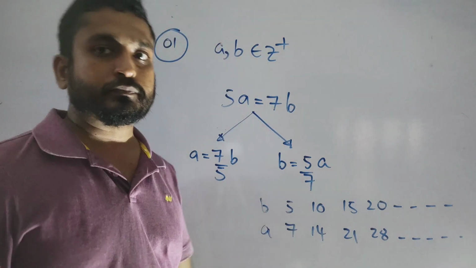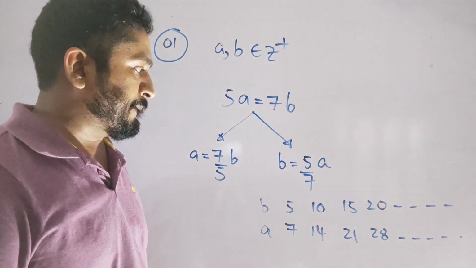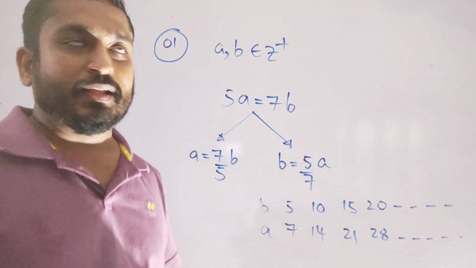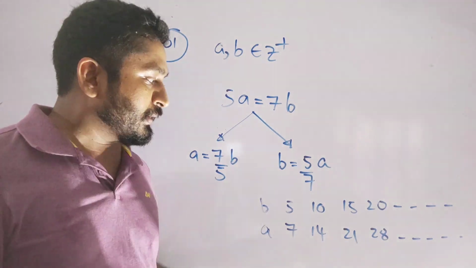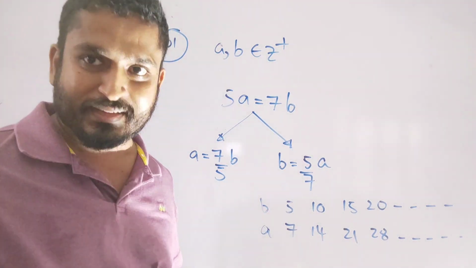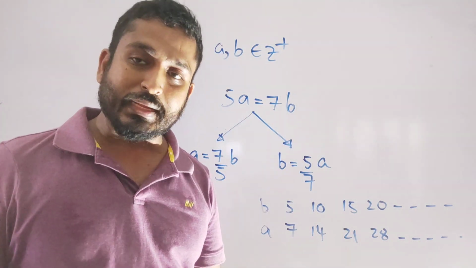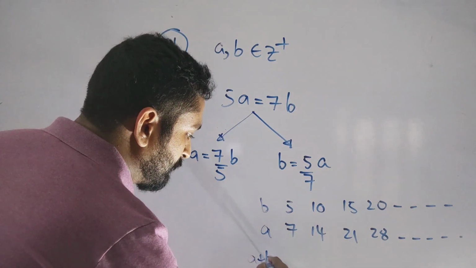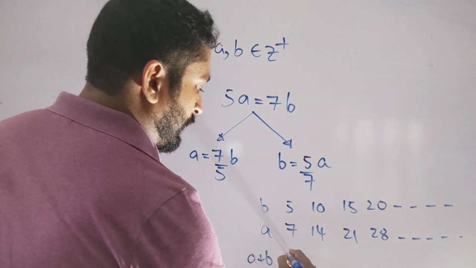Is that clear? So let us say for a given time, I have listed down here the possibilities of a and b. So now you have the possibilities of a and b. Now we have to think of a plus b. So this is about a plus b. For each of the occasions, this is about a plus b.